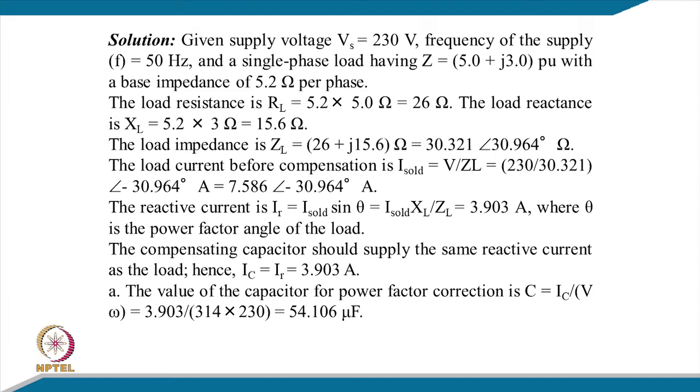Now, this load impedance is connected to the source, and we have to calculate the compensating element in shunt with that, so that the power factor correction is made unity and it behaves like a resistive load. The load current before the compensation is V upon ZL, that is 230 upon 30.321 at the angle. Because ZL has an angle, when it goes to the denominator the angle becomes negative. So, you will have a current of 7.586 at the angle of minus 30.964 degree ampere.